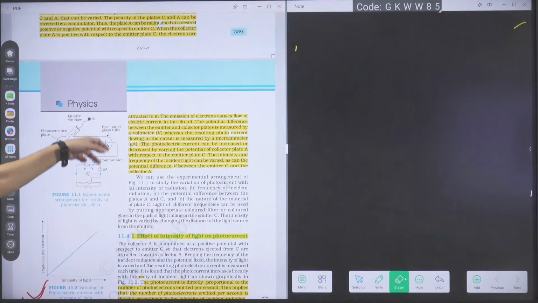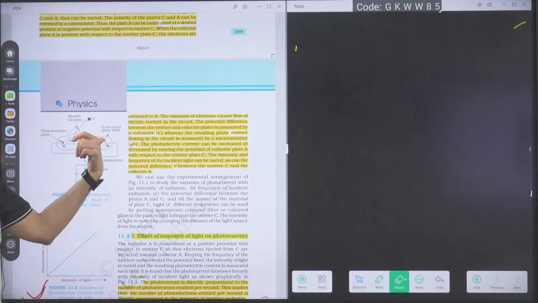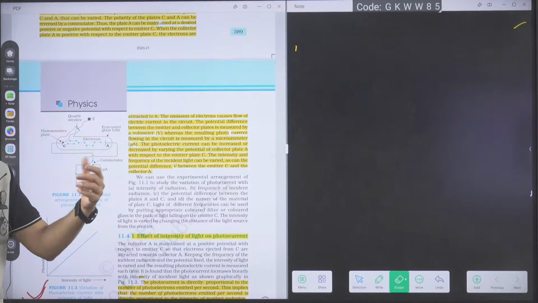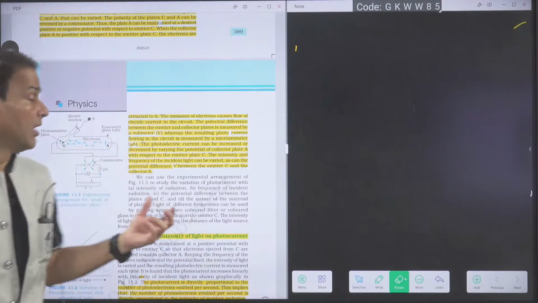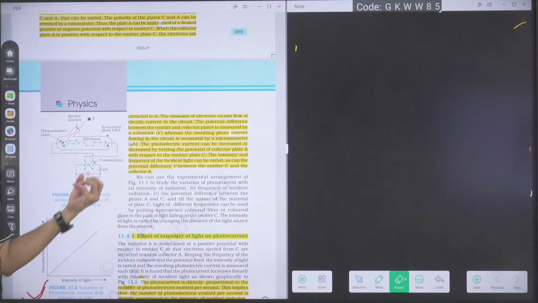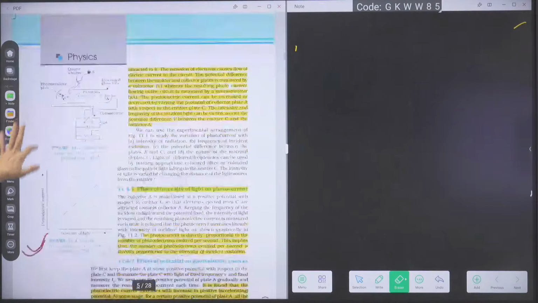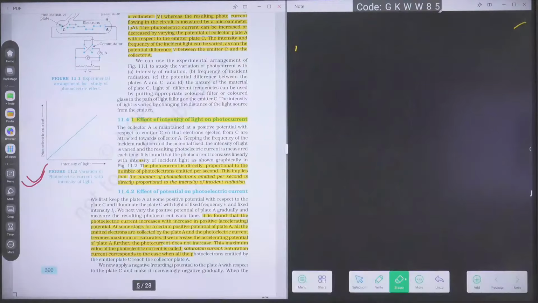Here we are taking the collector. This figure is a little bit complicated for you, but here is why they have made the figure like this. By this we can change the applied potential. Sometimes by reversing the polarity, we can give a negative potential to the anode, and then we can decrease the kinetic energy. By connecting with the positive terminal, we can increase the potential, so the electron will gain kinetic energy.